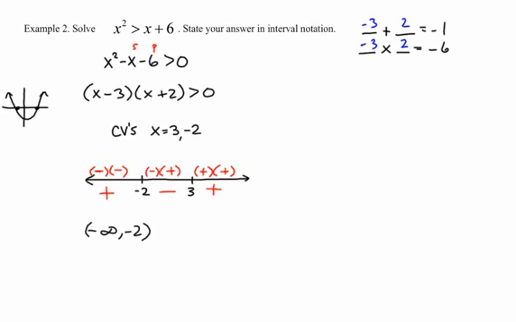If I just highlight, where's my highlighter? So we were positive from here and here, right? And including 2 and including 3. Nope, not including, open circles, because it was an equal to symbol there. So that's, we want open brackets, negative infinity to -2, and then or union 3 to infinity.